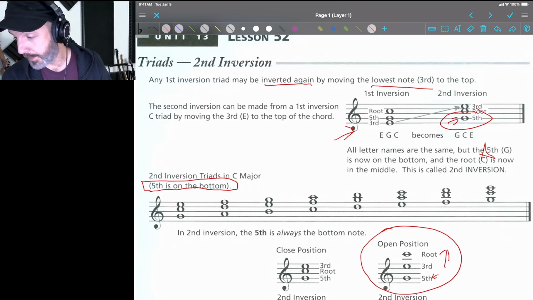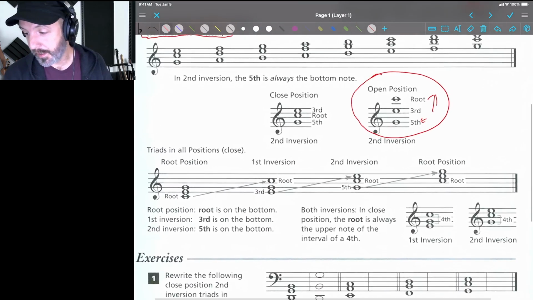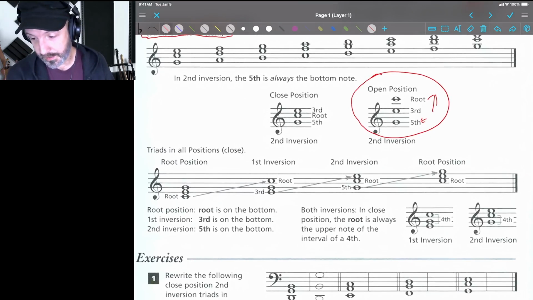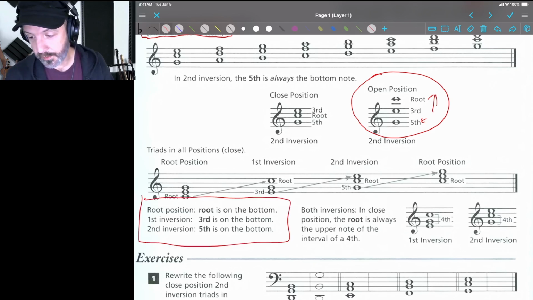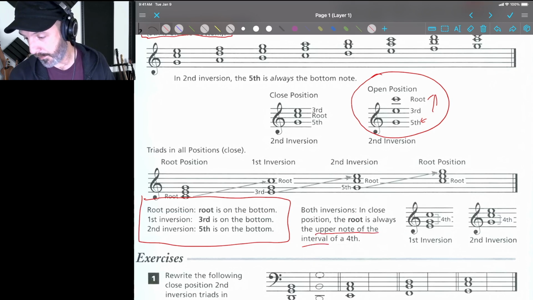All letter names are the same, but the fifth is now at the bottom. I'm skimming this, you're young adults, you can read. Root position. If you could summarize it all in about three lines, that's this whole unit. And there's the good visual. There's the upper note of the interval of a fourth. So there's your trick. The root.